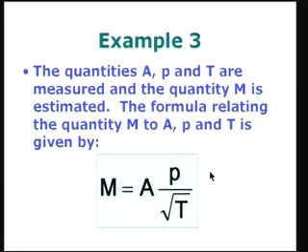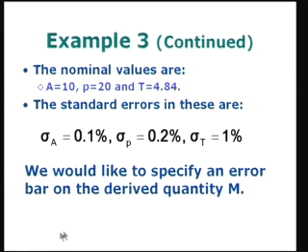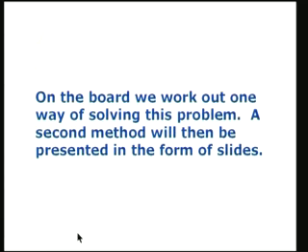So, this is an example which is taken from fluid flow, and let us see what we are going to do. The further specification in this problem is as follows. The nominal values for A, P and T are given. A is 10, P is 20, T is 4.84. What I have done is I have chosen the values such that it is dimensionally homogeneous, and these values are just the numerical values. The standard errors in these quantities A, P and T are also specified. Sigma A is 0.1%, sigma P is 0.2% and sigma T is 1%. We would like to specify an error bar on the derived quantity m. That is the thing we would like to do, and that I am going to work out on the board by what I call method number 1.